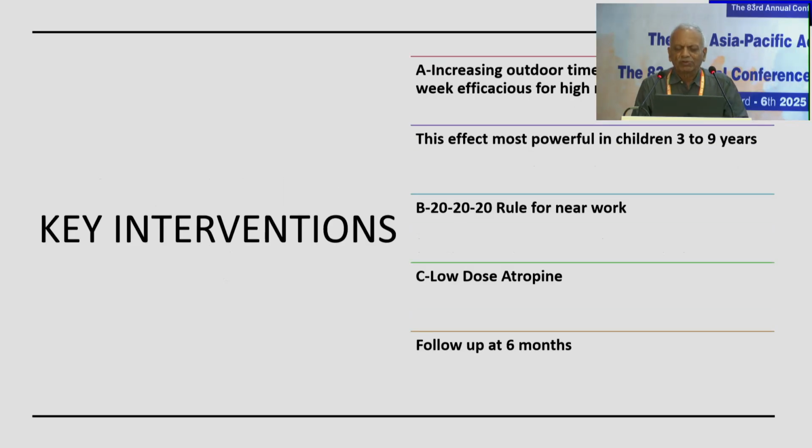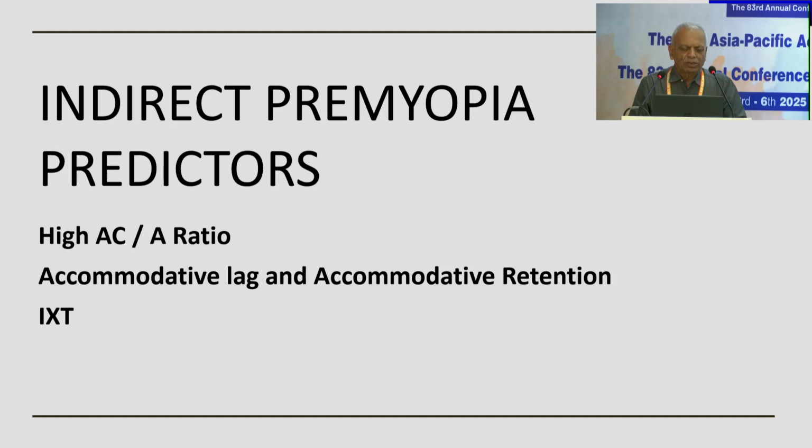Now, the key interventions include increasing outdoor time to about 13 hours per week, and the effect is most powerful in children from 3 to 9 years. There is a 20-20-20 rule for near work, which should be adopted, low dose atropine, and follow up at 6 months. Now, indirect myopia, pre-myopia predictors could be high AC/A ratio, accommodative lag, and accommodative retention, and IXD. So, if these are there, they indicate that the child may be moving on to myopia from pre-myopia.